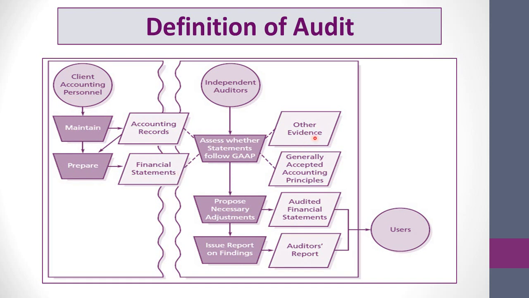So I, as an independent auditor, make an assessment to make sure that financial statements are prepared according to generally accepted accounting principles. So I have to accumulate evidence, I have to evaluate this evidence, and I have to propose necessary adjustments. After I make these necessary adjustments, these financial statements become audited financial statements. After I audit the financial statements, I issue a report on findings. I should give a report of findings, and this report goes to the users. So this is the summary of the audit of financial statements.